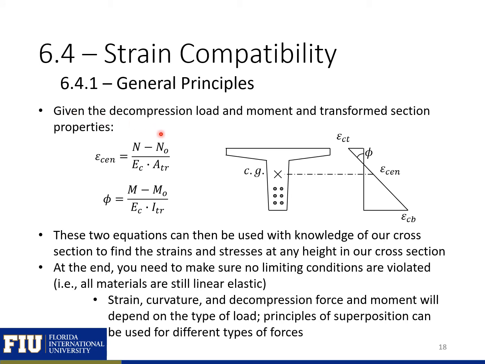We can use the decompression force and the decompression moment with our transformed area and transformed moment of inertia to find the strain at the centroid and the curvature in the section. And then with that strain and curvature, we can calculate the strain at any point in the cross-section depth, and then we can use that strain to calculate our stresses. Note that we are assuming that we have linear elastic materials, so we need to make sure that we don't violate that condition when checking our stresses.